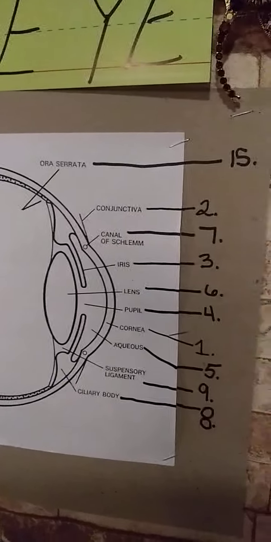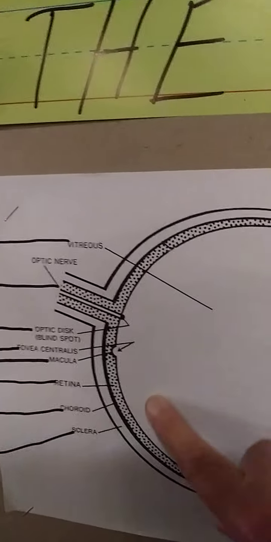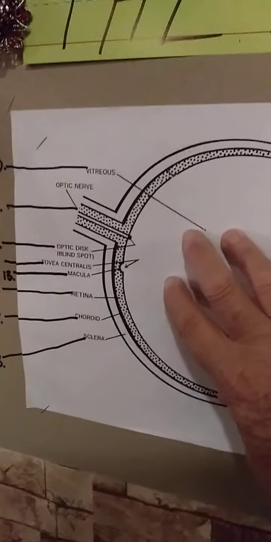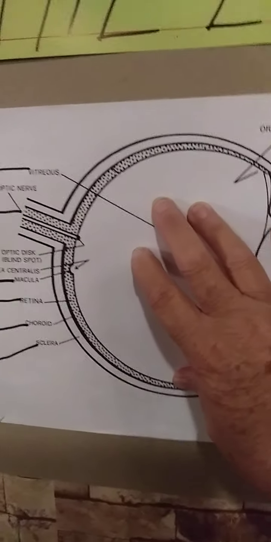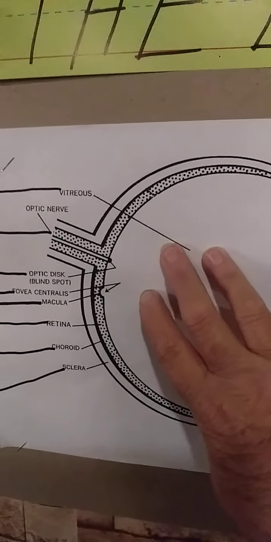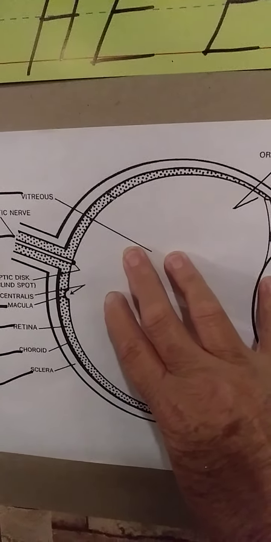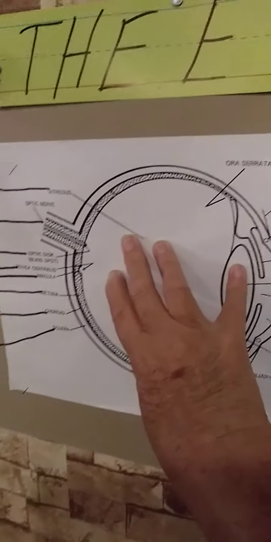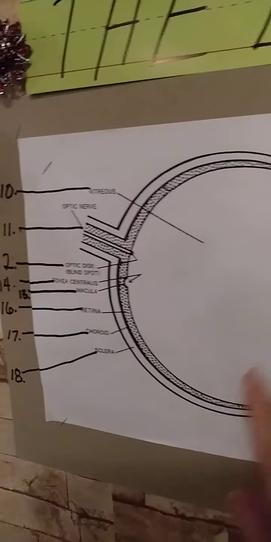Now, number 10 is the vitreous humor, and it's all of this. As you can see, it takes up a lot. And I kind of think of it as a cushion to our eye, and it is a jelly-like substance that fills the posterior segment of the eye behind the lens.